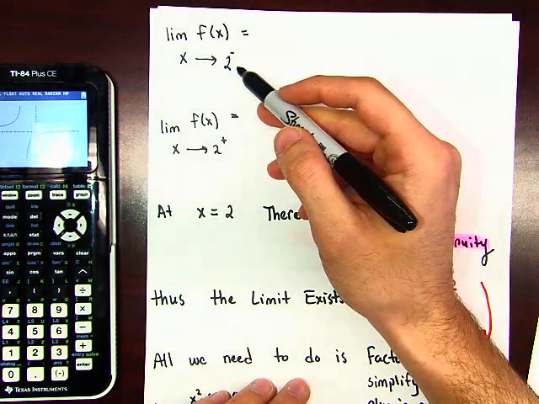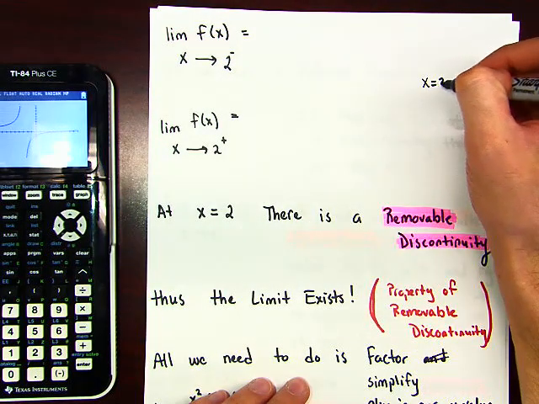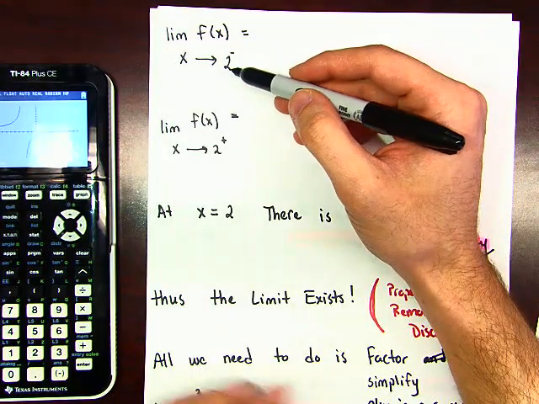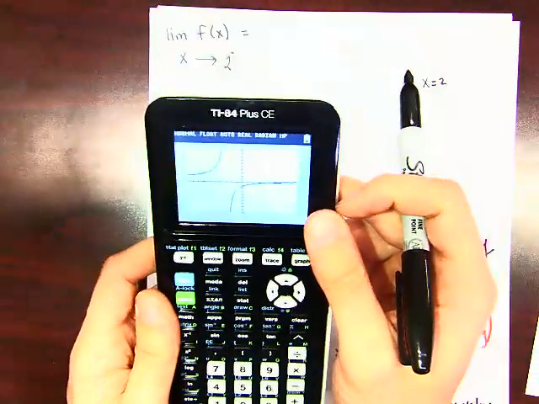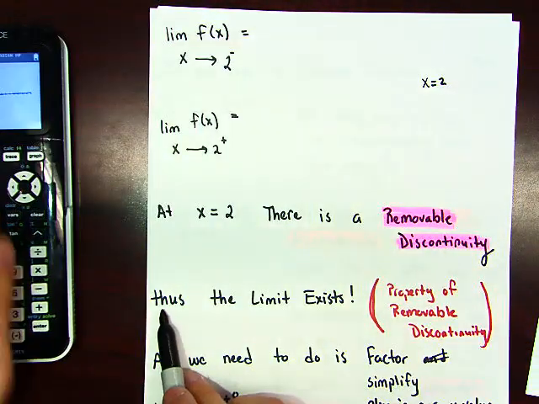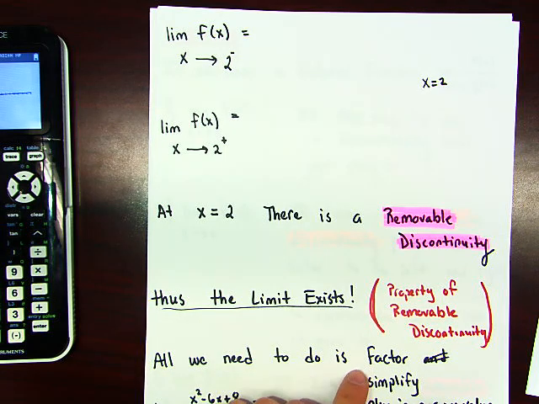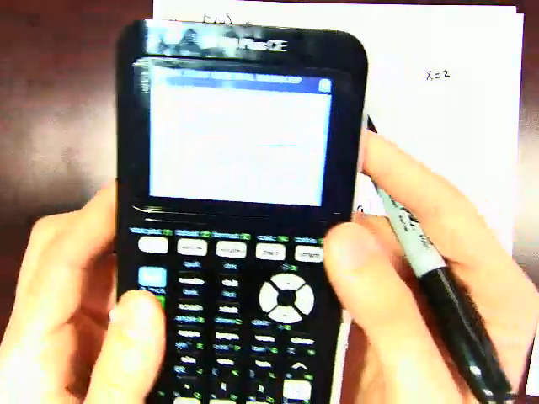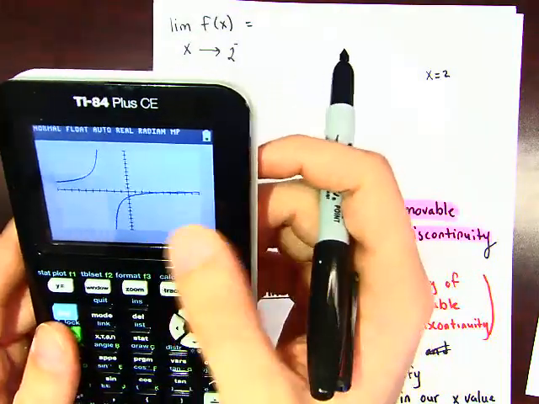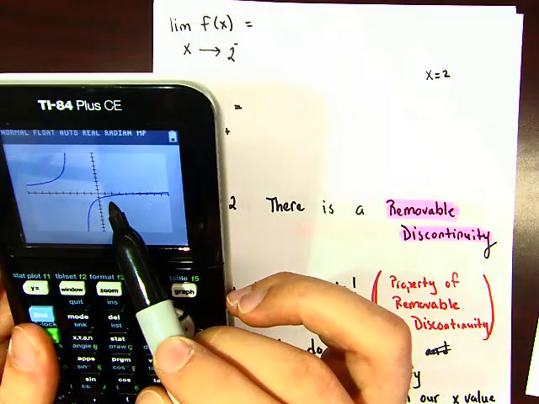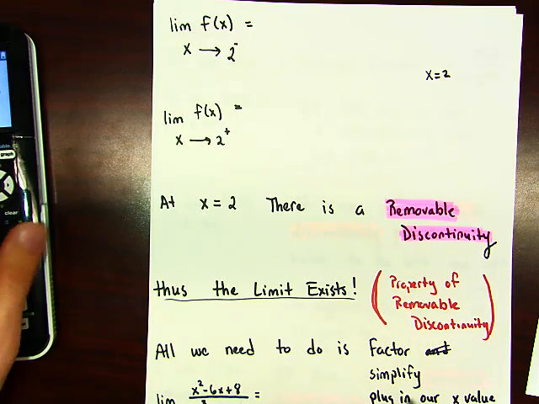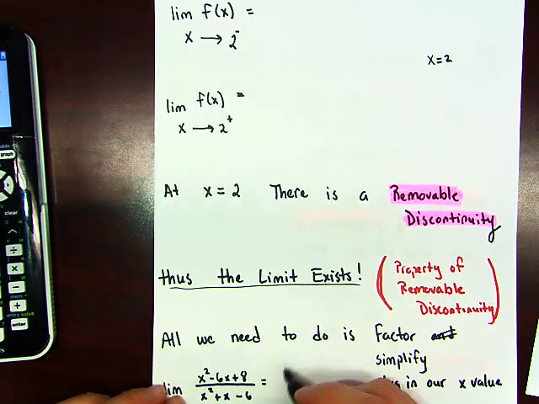Here, what about at x equals 2? Remember, x equals 2 does not work either. So the idea is, if we look at our graph at x equals 2, it has a removable discontinuity. So the limit exists. All we need to do to find where this limit goes, if you actually look at the graph, is this: at x equals 2, it goes to some y value. So all we need to do is just factor, simplify, and plug in our value of x.